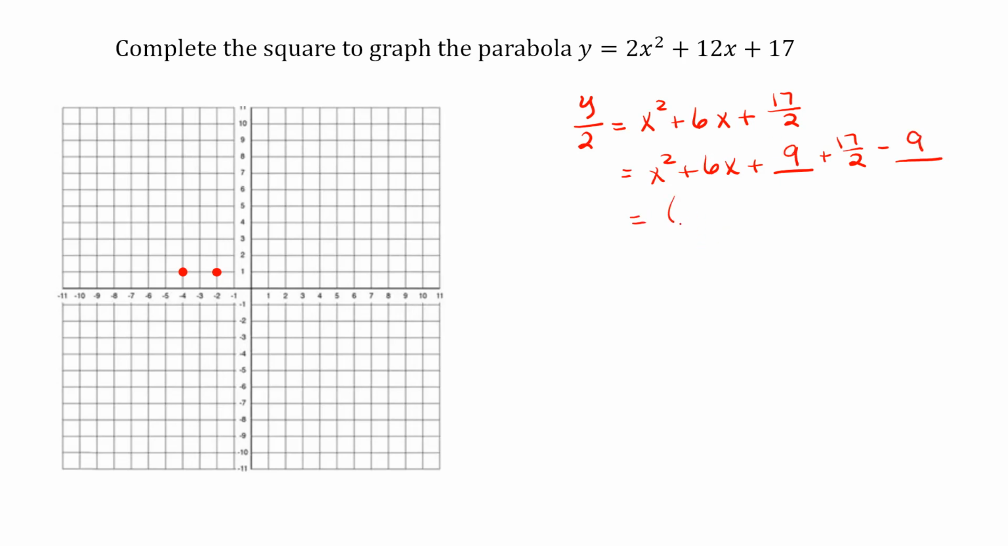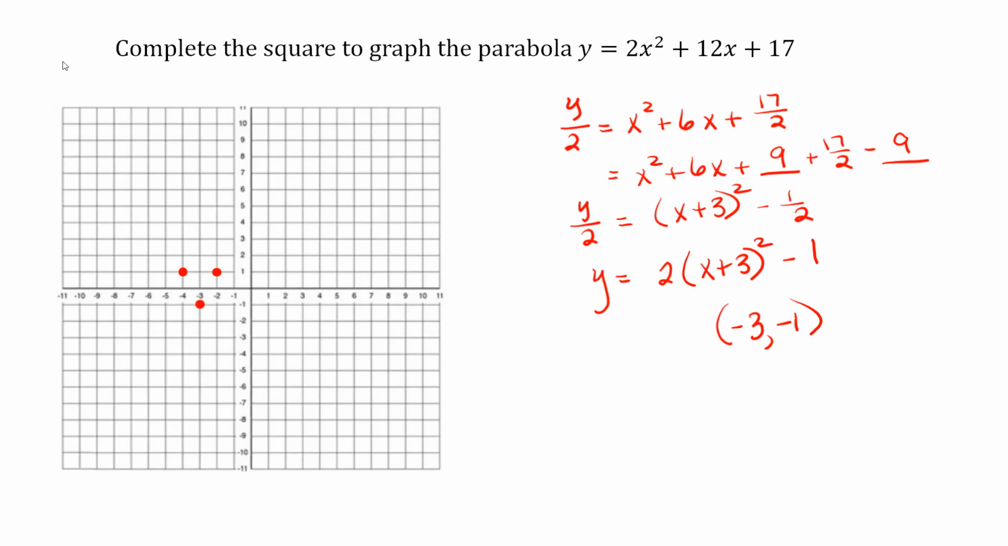So now we can write this as (x plus 3) quantity squared, and then you've got 17 halves minus 18 halves, which is negative 1/2. And since that is y over 2, we need to go ahead and multiply both sides by 2 again to get that y by itself. So we'll have y equals 2 times (x plus 3) quantity squared minus 1. So now we have the parabola where the vertex is going to be (-3, -1).